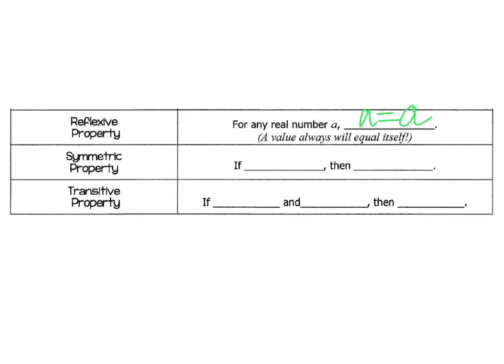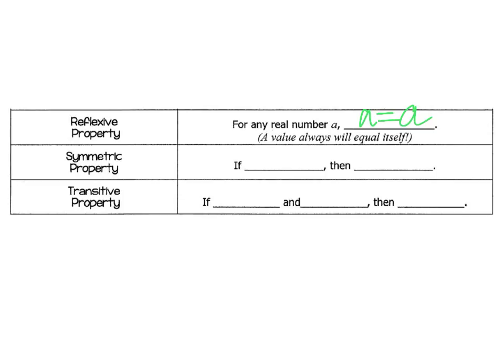Reflexive, think like if you're looking at your reflection in the mirror. If A is looking at its reflection and the equal sign is the mirror, A will always equal A. A value will always equal itself. 5 will always equal 5. X will always equal X. This is the reflexive property of equality.